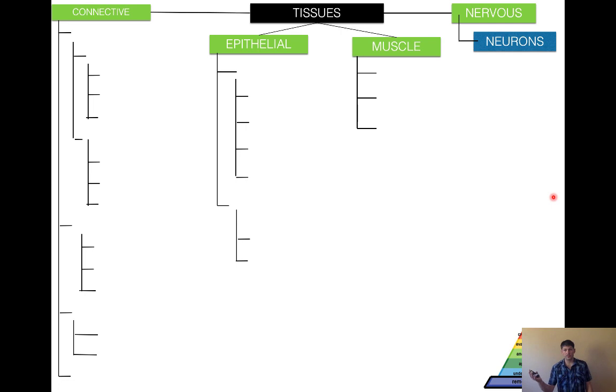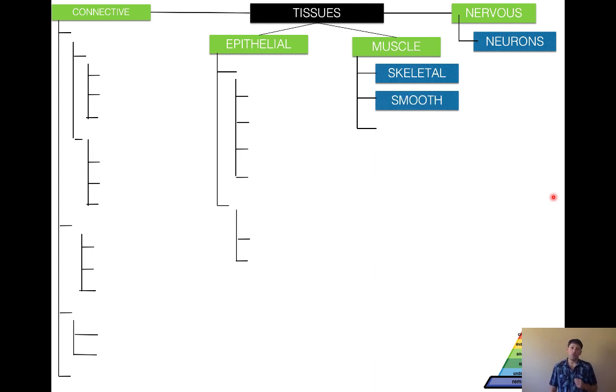So let's start with nervous tissue. It's the smallest. We're going to be looking at neurons, at their functionality, and how they send signals and communicate with each other. We are going to be focused on skeletal muscle here in 201, and we also will touch a little bit on smooth muscle. Cardiac muscle you'll be looking at in 202 when you get into the circulatory system.